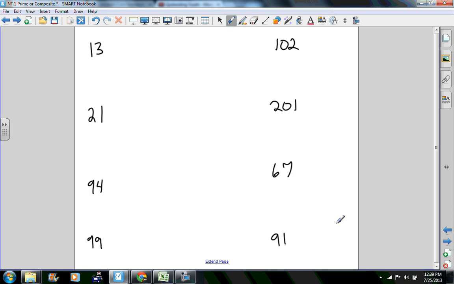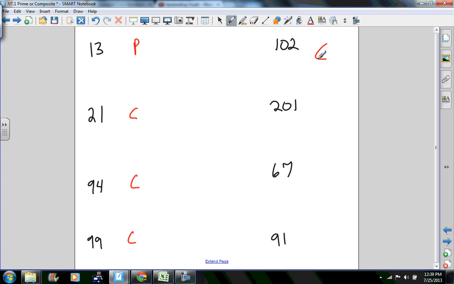So I want you to try these on your own. Tell me if they're prime or composite. 13 is prime. 21 is composite, 7 times 3. 94 is even, so we know that's composite. 99, that one gets a little trickier, but it is composite, 3 times 33. So that's composite. 102 is even, so composite.